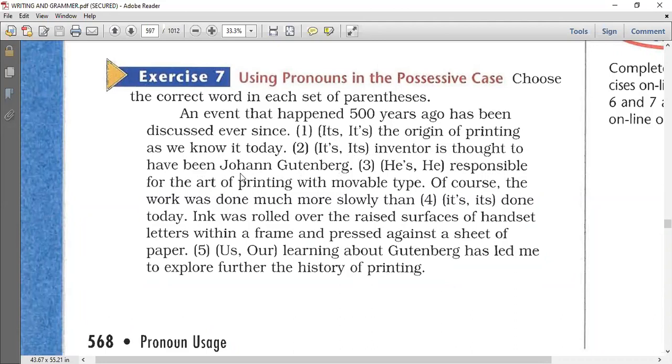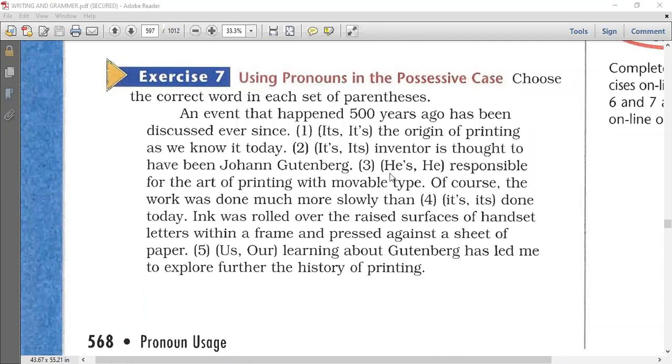Number 2, its or it's inventor is thought to have been Johann Gutenberg. Johann, because this is a German name, the J is pronounced as in German, as you know. Johann Gutenberg. So number 2, Ali, is Ali there? Ali Gizi? Can you do it, Ali? Number 2? Yes, number 2 here. It's or its, with apostrophe or without? Its without apostrophe. Perfect. Yes, its inventor, thank you, Ali. Its inventor is thought to have been Johann Gutenberg, the inventor of the printing machine.